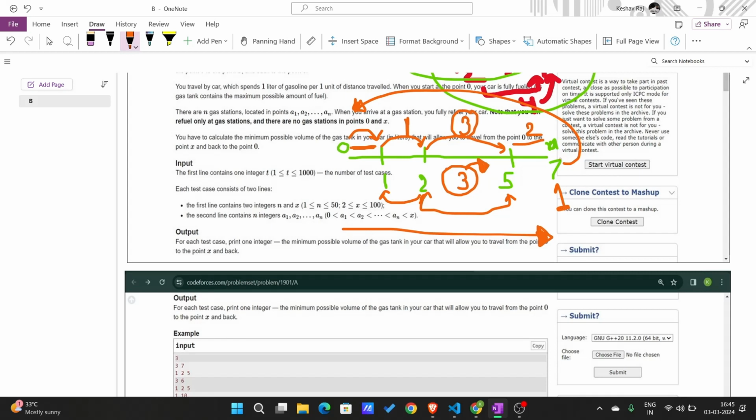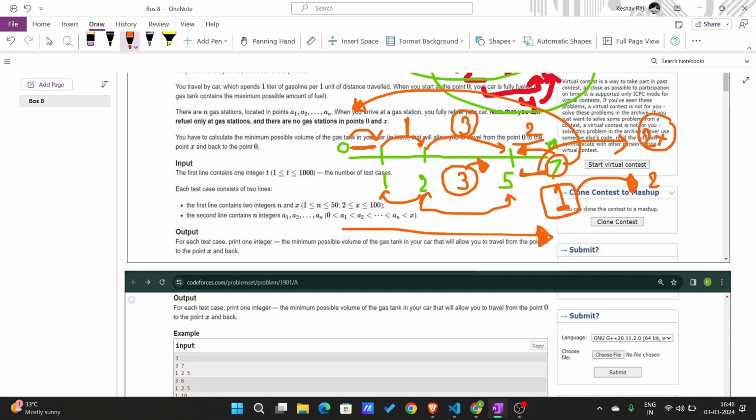But 7 is not a gas station, as I already told you. At 7 you cannot refuel your tank. So when we are at 7, we need to go back to 5. Going back to 5, we need 2 liters of petrol, but we only have 1. So we need to consider this as a separate case. Whenever we are going to the end station, whatever amount is required to go from 5 to 7, you must have double that amount with you, then only you can travel back.